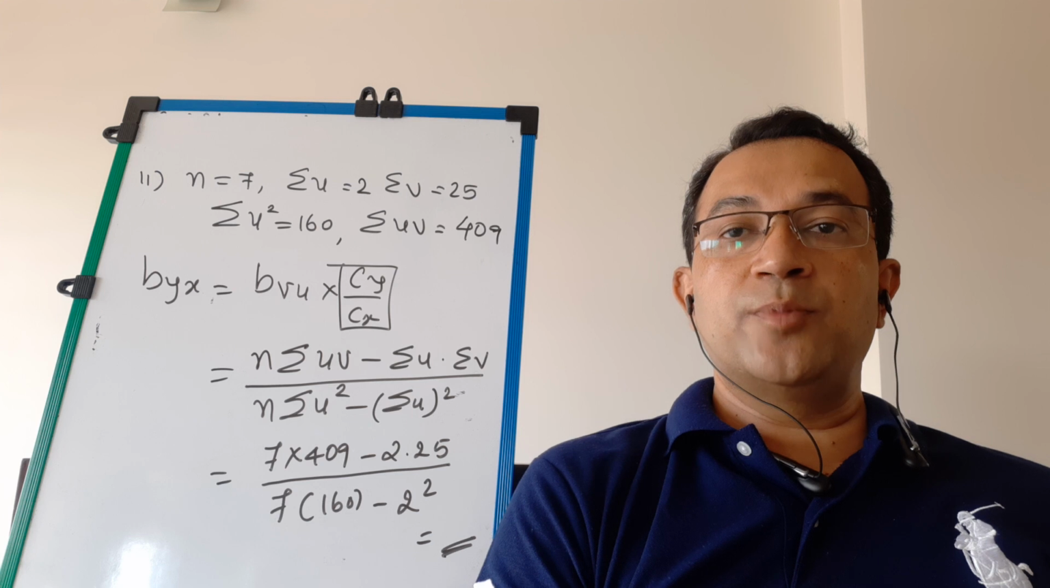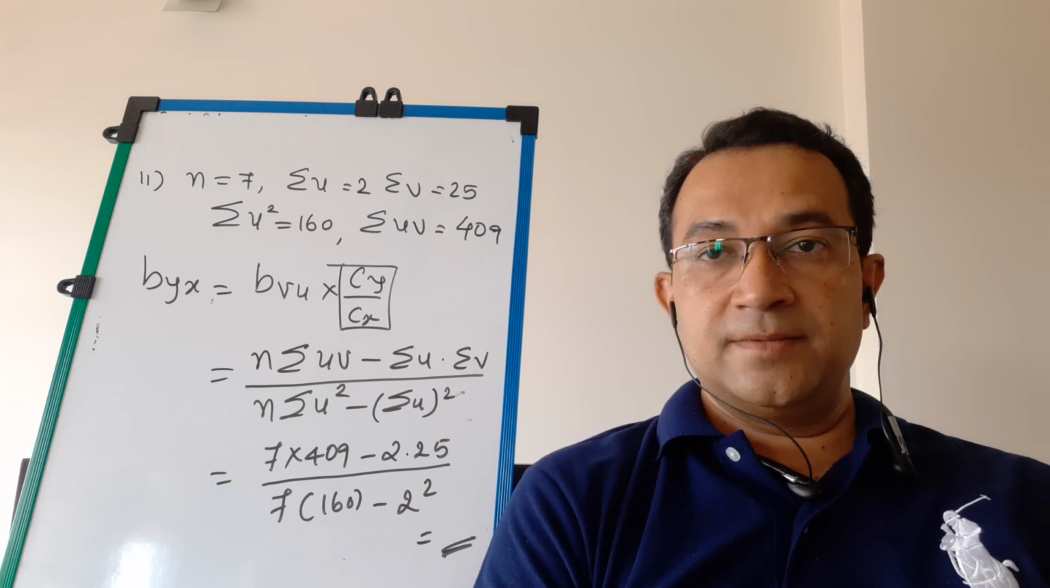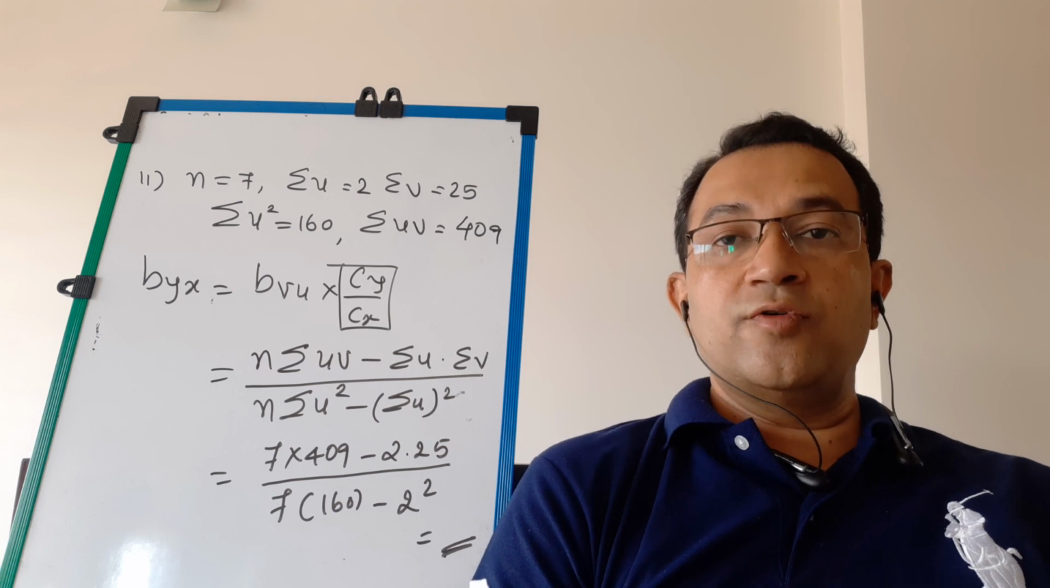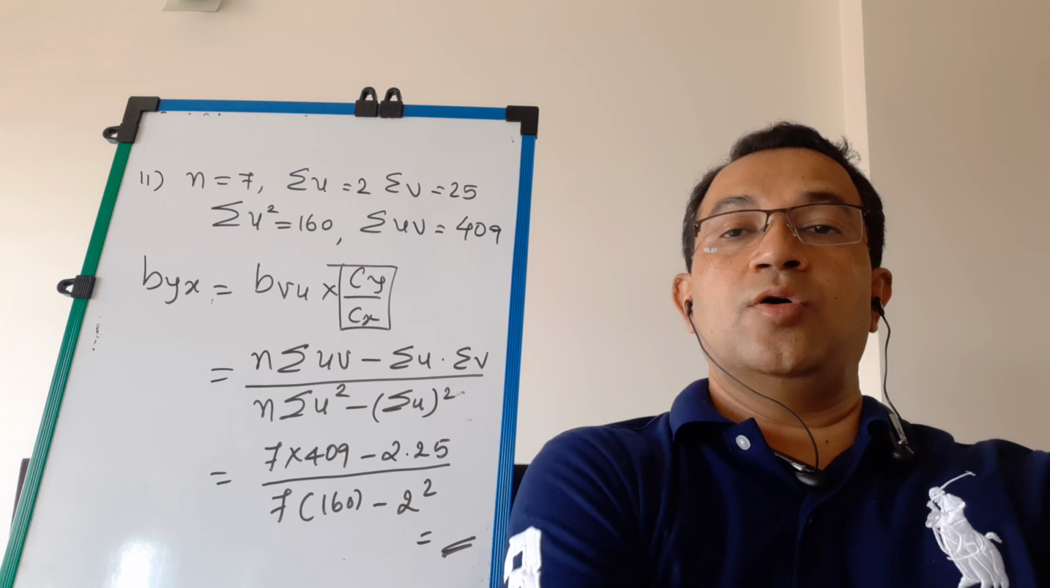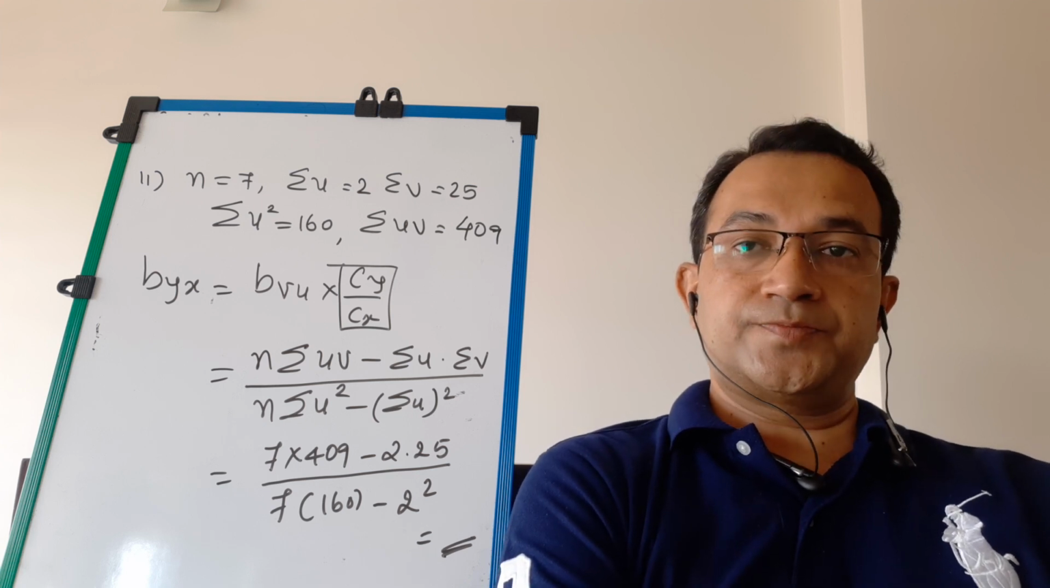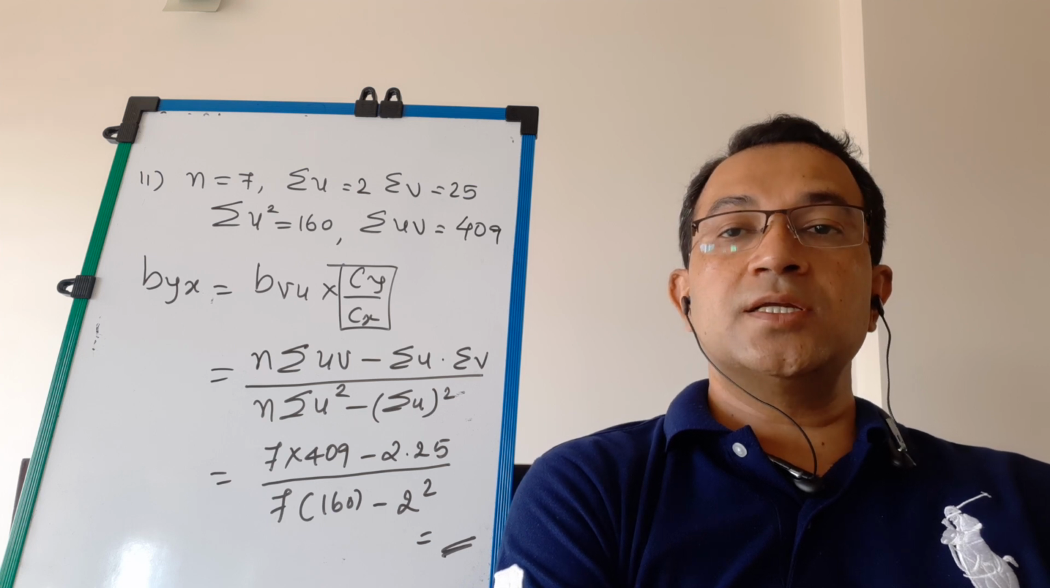Point number 3, we plot the given ordered pairs as per the scale and draw a line. Point number 4, line is drawn in such a way that maximum number of points are on the line or nearby the line. So this is the scatter diagram method of obtaining regression line.